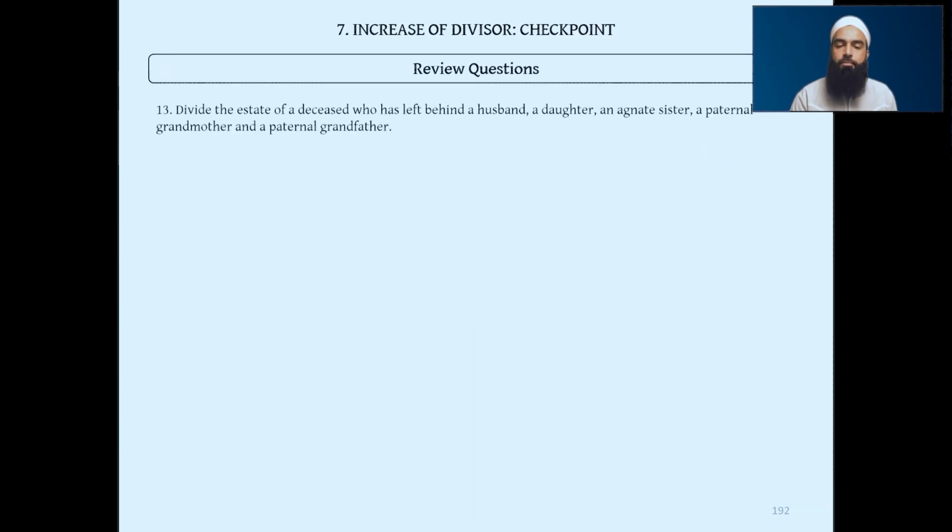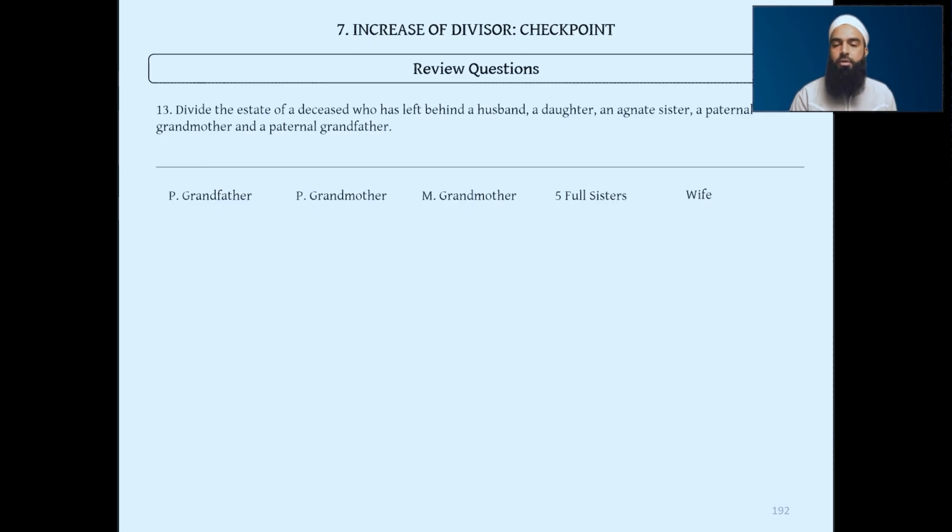Next question, a bit longer as well. Wife, 5 full sisters, maternal grandmother, paternal grandmother, and a paternal grandfather. What happens in this scenario?